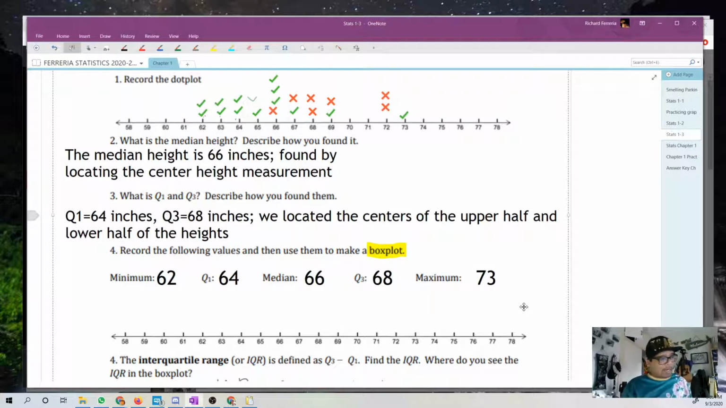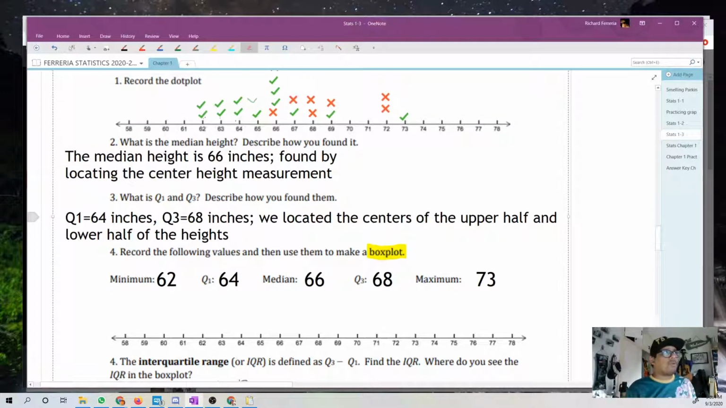And now we're going to make our box plot. So what I'm going to do for the box plot is I'm going to locate each one of these 5 numbers. These 5 numbers are often called the 5-number summary. So 62, 64, 66, 68, and 73. That's our 5-number summary. And we're going to graph them on the number line with a vertical line like that.